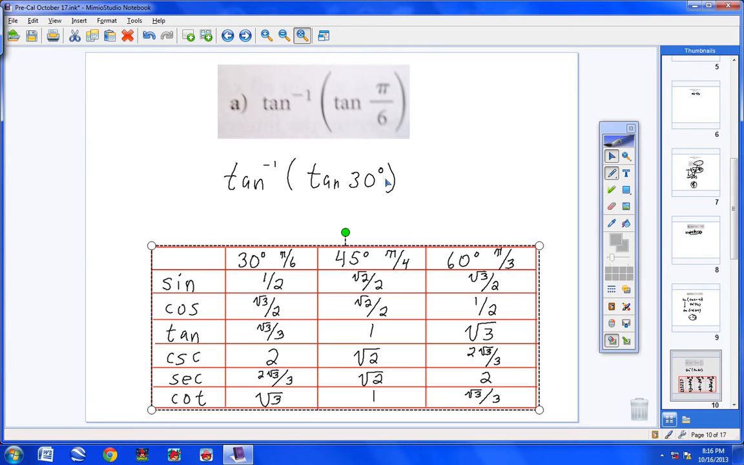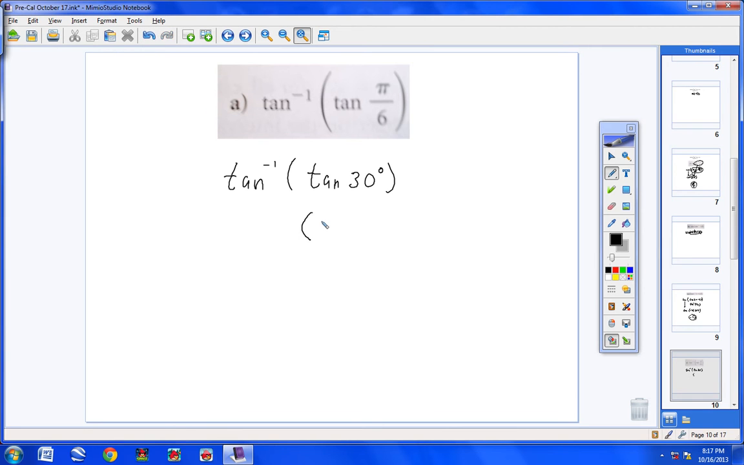And then next, I'm going to put my table up here, and I'm going to see what is the tangent of 30 degrees. Let's see, tangent of 30 degrees. Here's tangent, right here. Tangent of 30 degrees is, there it is, square root of 3 over 3. So tangent of 30 degrees is square root of 3 over 3. So I'm going to go ahead and put square root of 3 over 3. Do you see that okay? So tangent of 30 is square root of 3 over 3. Then bring down your tangent to the negative 1. All right, let's finish it right up here.